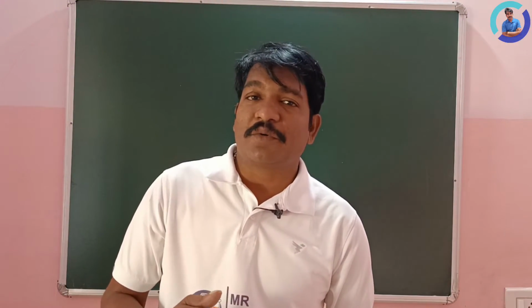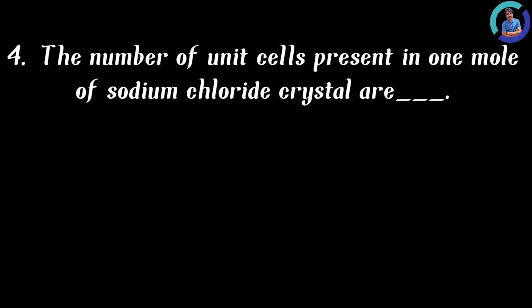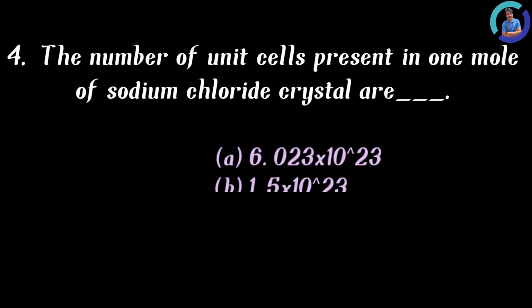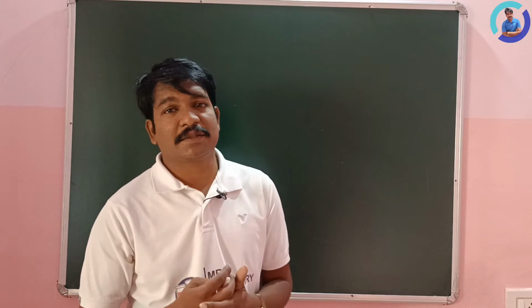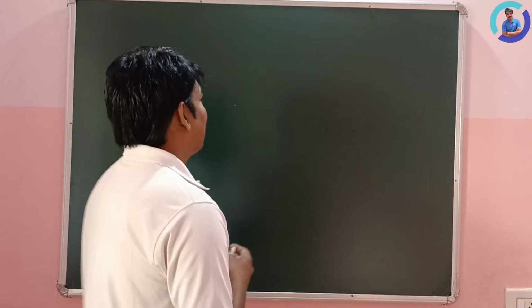Now in this question we are going to link up the mole concept with ionic bond. The number of unit cells present in 1 mole of sodium chloride crystal are: option A, 6.023 into 10 to the power of 23, option B, 1.5 into 10 to the power of 23, option C, 4, option D, 1. In the given question, they are asking the number of unit cells present in 1 mole of sodium chloride.